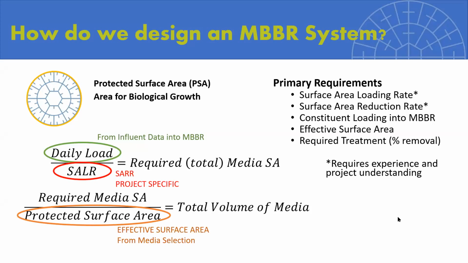You'll see a lot of studies online when you do your research. You'll see a lot of equations using SALR, your surface area loading rate. However, when we're really designing our plants and we're trying to figure out how much media we need, we want to be using the surface area reduction rate. This is how much reduction you can achieve in your MBBR system. So we're going to dive into all three of these different variables a little bit deeper here.